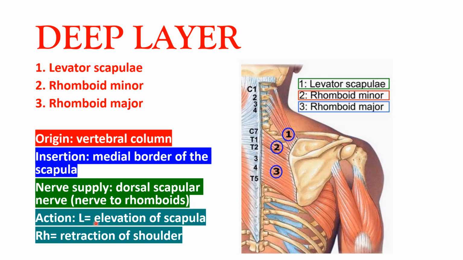Now the action of the levator scapulae muscle: the L is levator scapulae, and it causes elevation of the scapula. Just from the name levator, it elevates. So it pulls the scapula upwards. Now the rhomboid minor and major cause retraction of the shoulder, so it moves sideways.